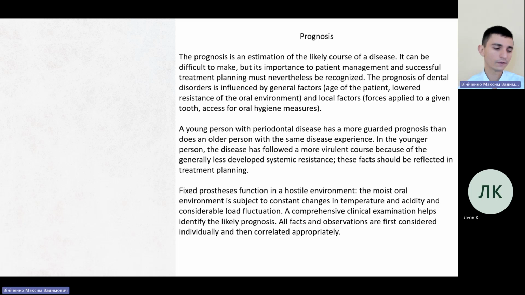Fixed prostheses function in a hostile environment. The moist oral environment is subject to constant changes in temperature and acidity and considerable load fluctuation. A comprehensive clinical examination helps identify likely prognosis. All facts and observations are first considered individually and then correlated appropriately.